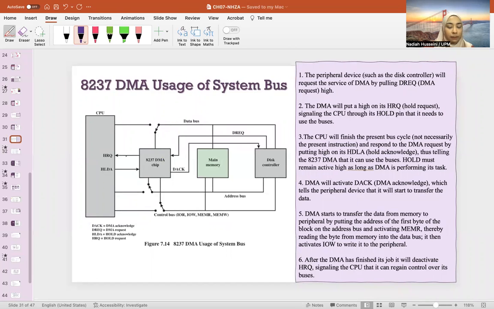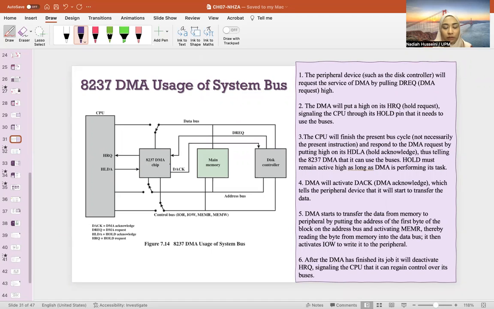So the DMA chip handles requests. Basically, it gives a hold request to the CPU. This is HRQ, hold request. The legend is over here. And then we have the CPU acknowledging this request, hold acknowledge, through this line to the DMA chip. So this is between the CPU and the DMA module or the DMA chip.